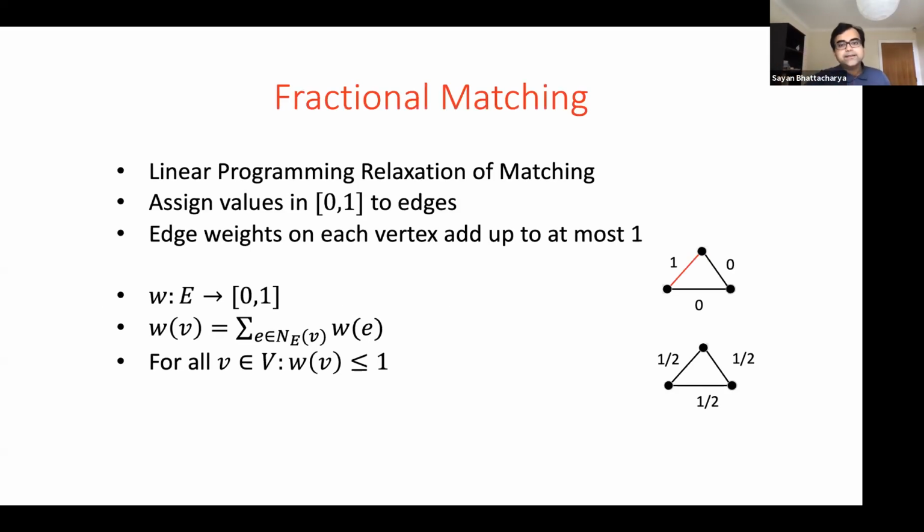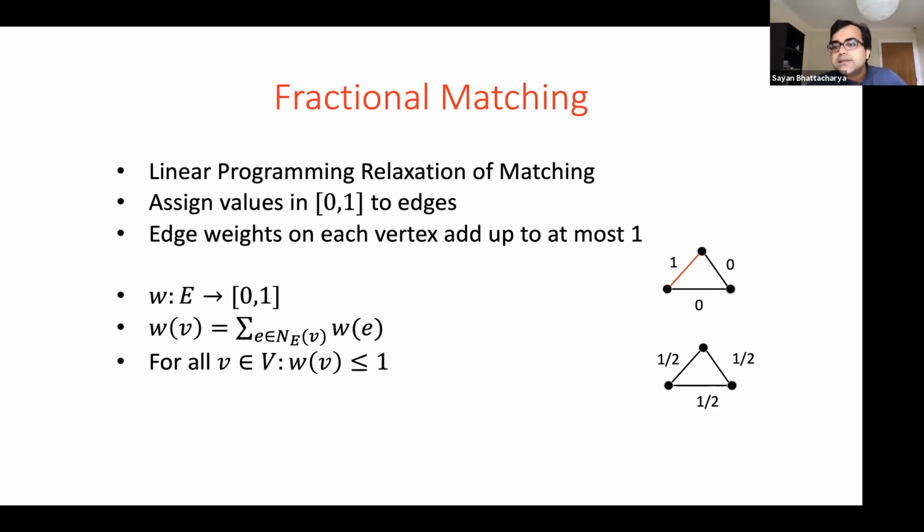So what is a fractional matching? It's basically the LP relaxation for matching. So you get a graph, you have to assign values to edges, and these values can be fractional. They need to lie between 0 and 1. And if you look at any node, the sum of the edge weights on that node should sum up to at most 1. So for instance, on the right-hand side, you see this triangle. If you assign a value of 1/2 to every edge in this triangle, you get a fractional matching, because if you look at any node, the total weight it receives from its incident edges is 1. So this is a fractional matching.